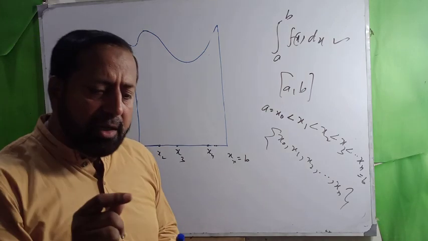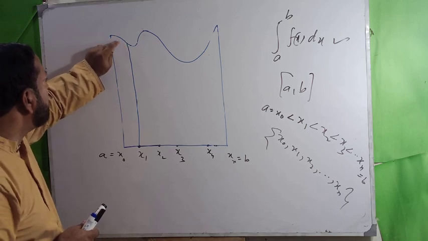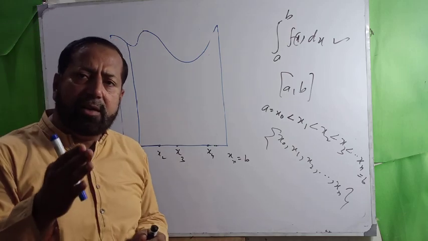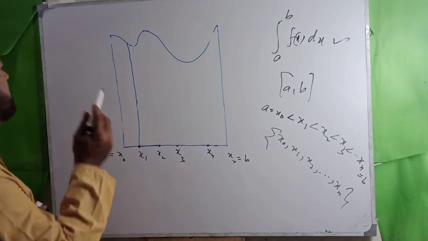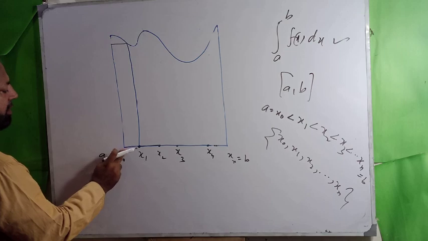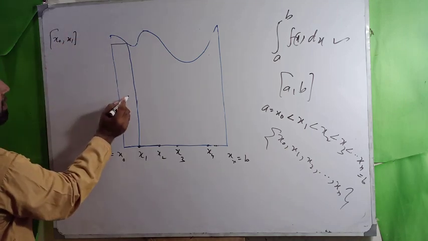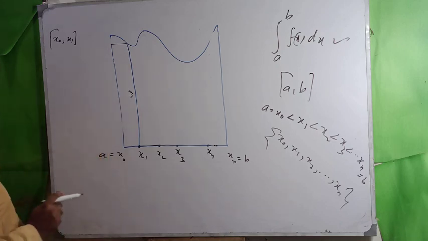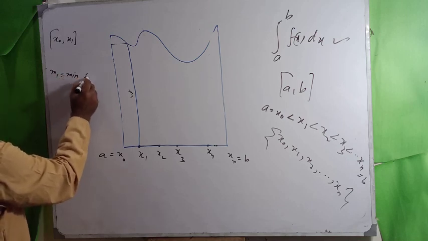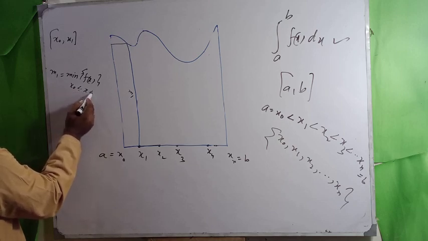Now, there are two ideas. We cannot find the exact area of this because it's a curve, not a line, and it is not like a trapezium, so we find a rectangle. There are two ways to find this rectangle. Suppose we find a rectangle from its minimum value. In this interval x naught, x1, you will see that this is the minimum value, which I call M1. M1 is the minimum of f(x) when x is taken from x0 less than or equal to x less than or equal to x1.